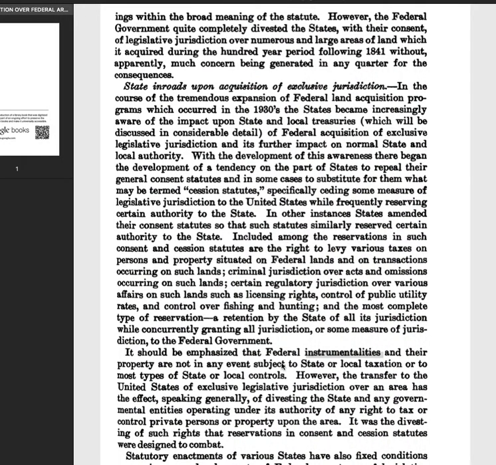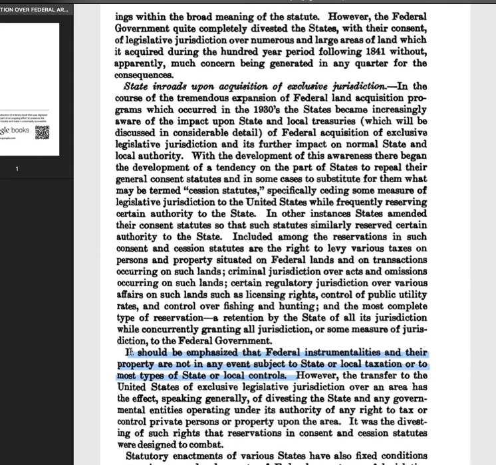Sorry, I'm out of breath. Okay, so it should be emphasized that federal instrumentalities and their property are not in any event subject to state or local taxation or to most types of state or local controls. Okay, because they wanted the states to give up all rights to the land and therefore allowing the federal government to make the laws for those lands.